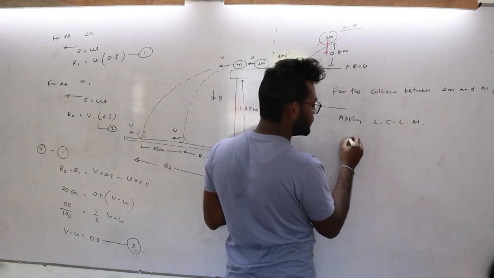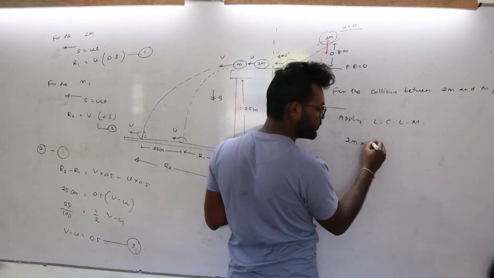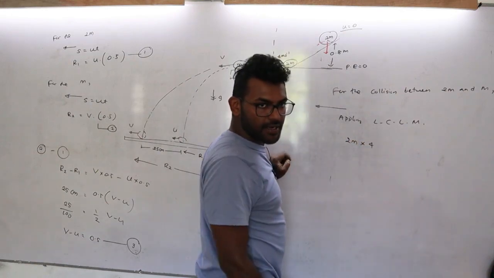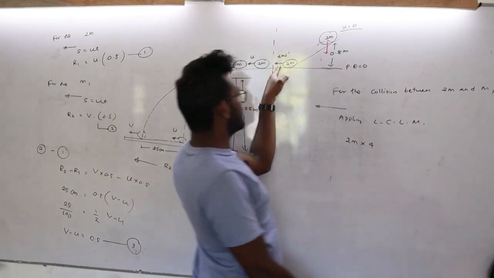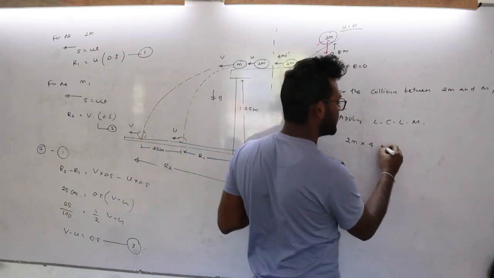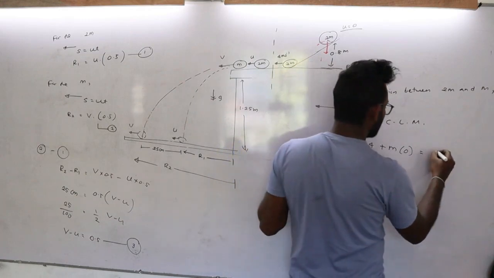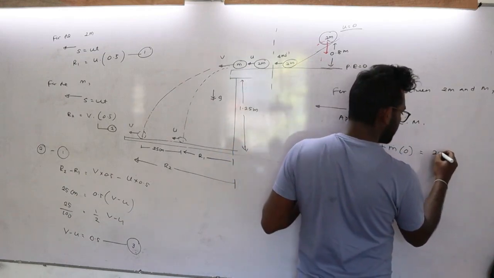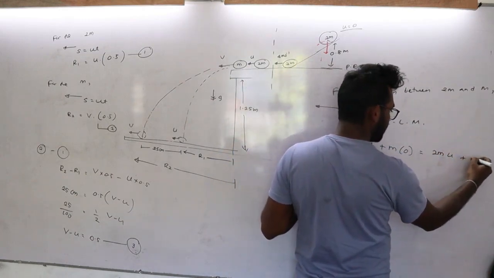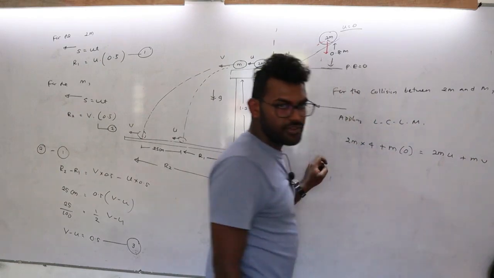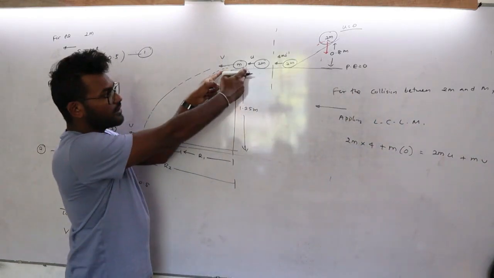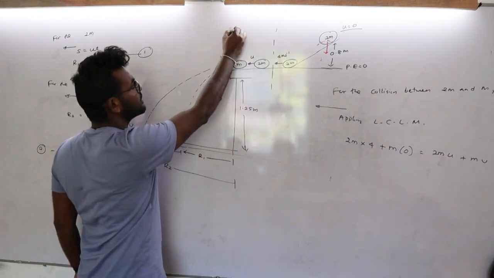Initially the 2m was moving with a velocity of 4 meters per second. We already found it, see this one. And the m was at rest. That should be equal to, we wrote that 2m is getting the u while the m is getting the v. That's how we wrote it, right? This is after the collision.